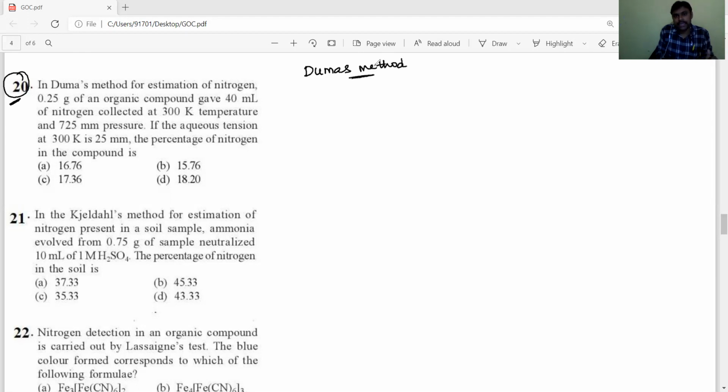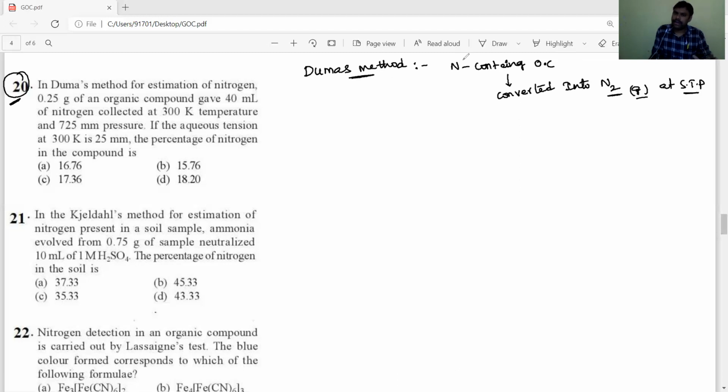the nitrogen containing organic compound is converted into N2 gas at STP conditions. So the given organic compound having nitrogen atoms present is converted into N2 form.